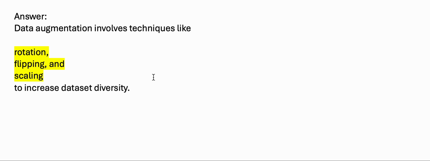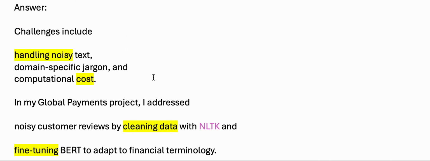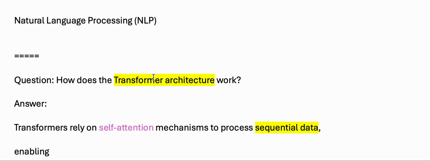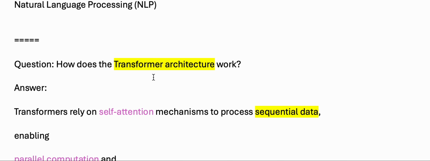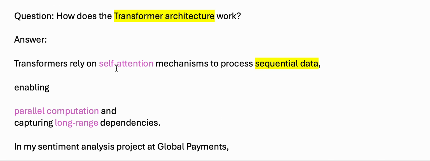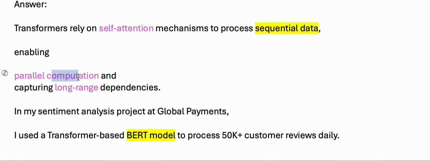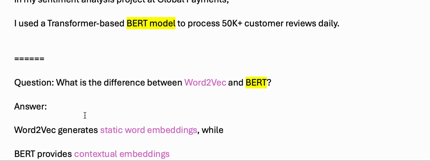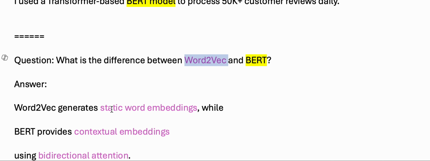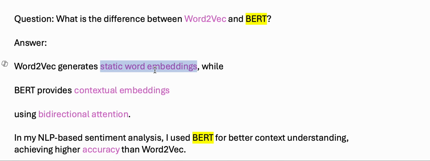Again, let's revise. Where did we start? We started with NLP. How does the transformer architecture work? Transformers rely on the self-attention mechanism to process sequential data, enabling parallel computation and capturing long-range dependencies. What is the difference between Word2Vec and BERT? Word2Vec generates static word embeddings, while BERT provides contextual embeddings using bidirectional attention.